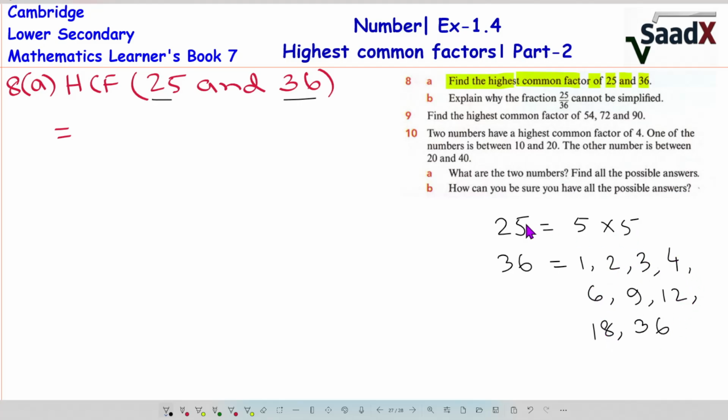Once two numbers have no common factor, those numbers are called co-prime numbers. So for co-prime numbers, the HCF should be what? Should be 1, because 1 is a common factor of all numbers. So the HCF of 25 and 36 should be 1.